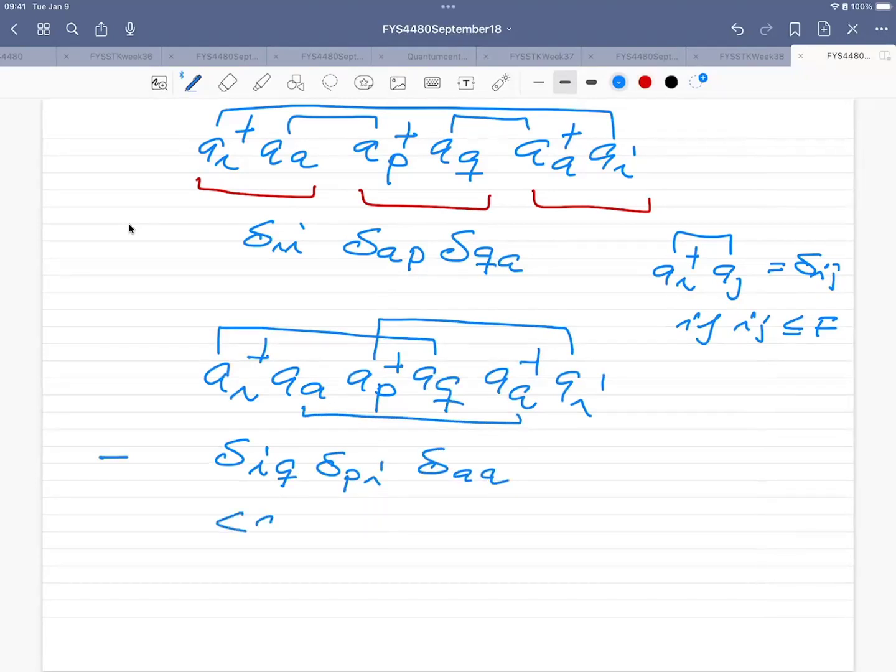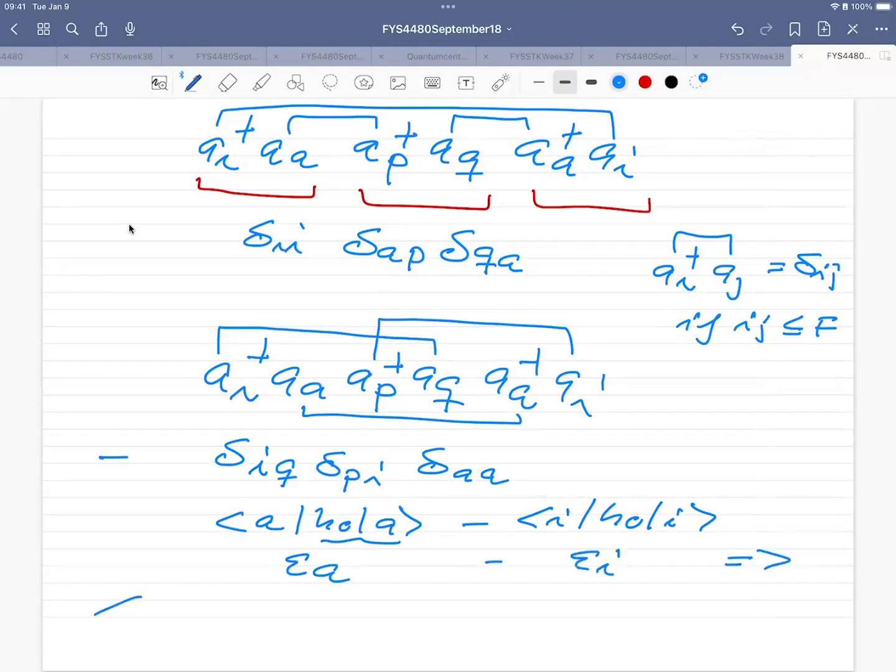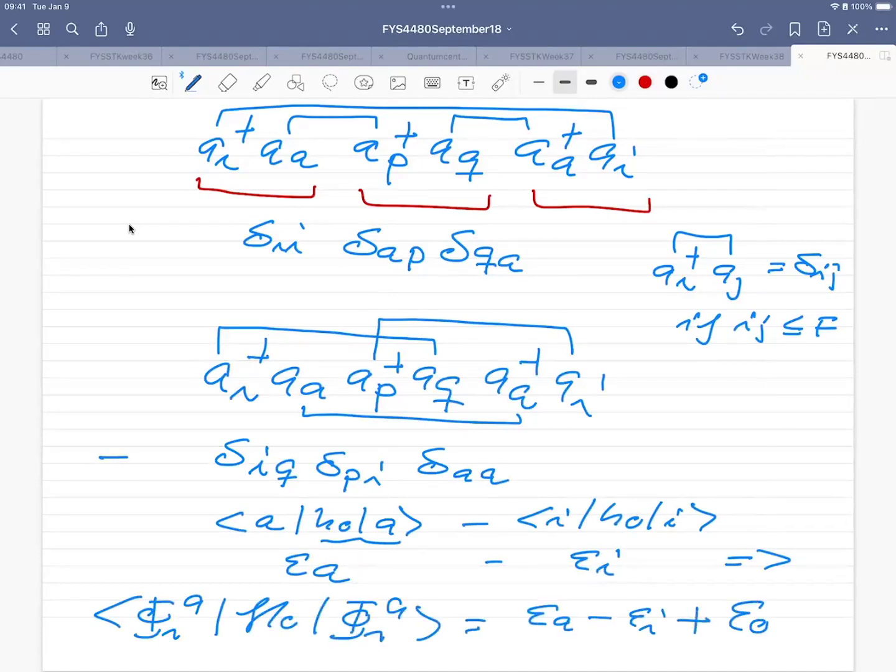It's actually a H0 of A minus I of H. And suppose now that for simplicity the A's and the I's are eigenstates of H0, with energies epsilon A minus epsilon I. So the final expectation value which we have for phi IA is going to be given by epsilon A minus epsilon I plus the reference energy. Before the break, we used this more historical first step.